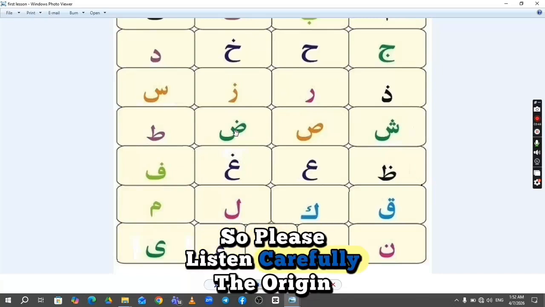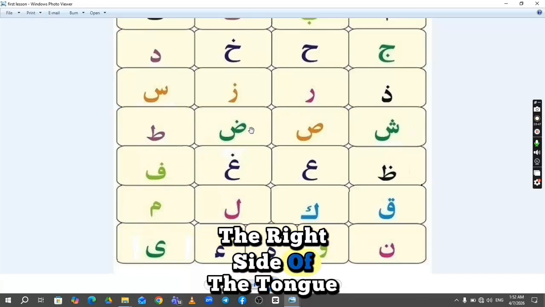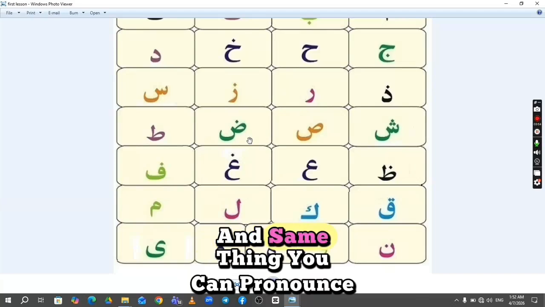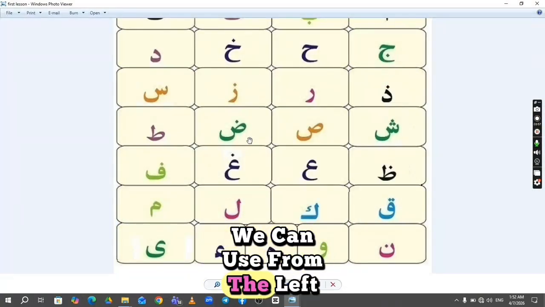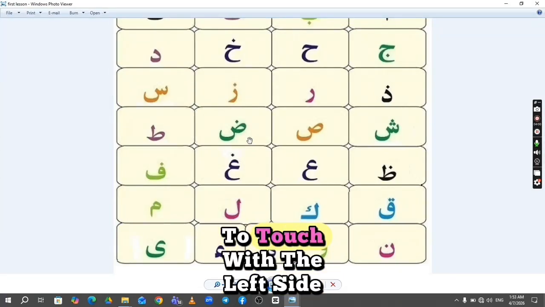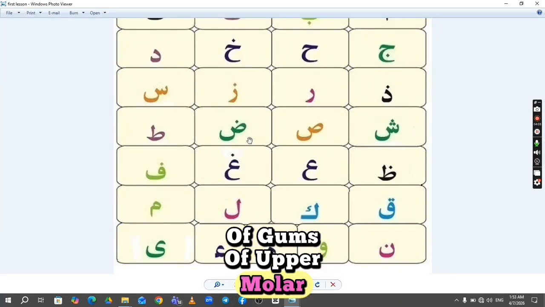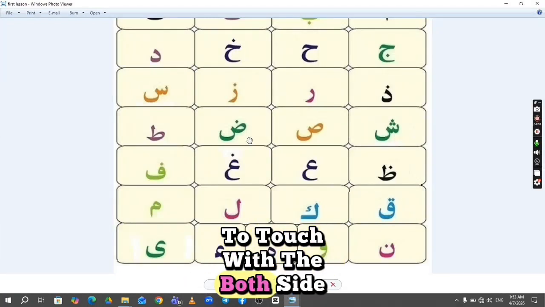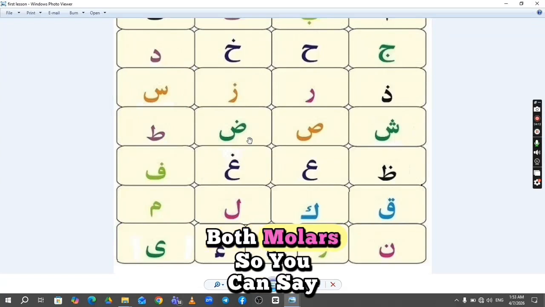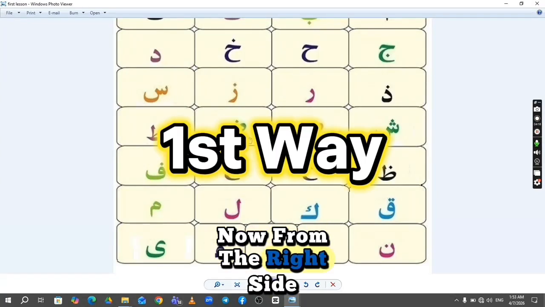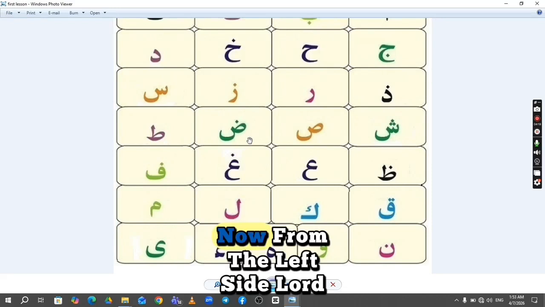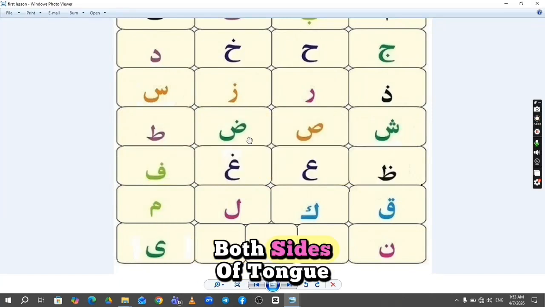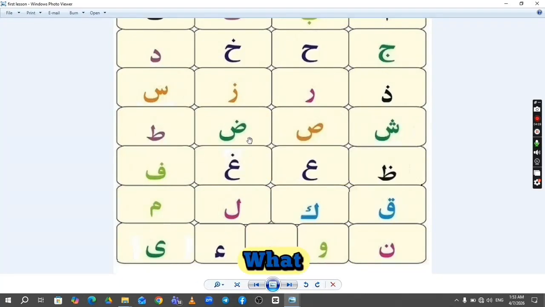The origin of this letter is the right side of the tongue touching the gums of the upper molars. The same thing we can do from the left side of the tongue, touching the left side of the gums of the upper molars. And the third way is both sides of the tongue touching the gums of both upper molars. Now you can say, from the right side, Lord. From the left side, Lord. And from both sides of the tongue and both sides of the gums of the upper molars, Lord.